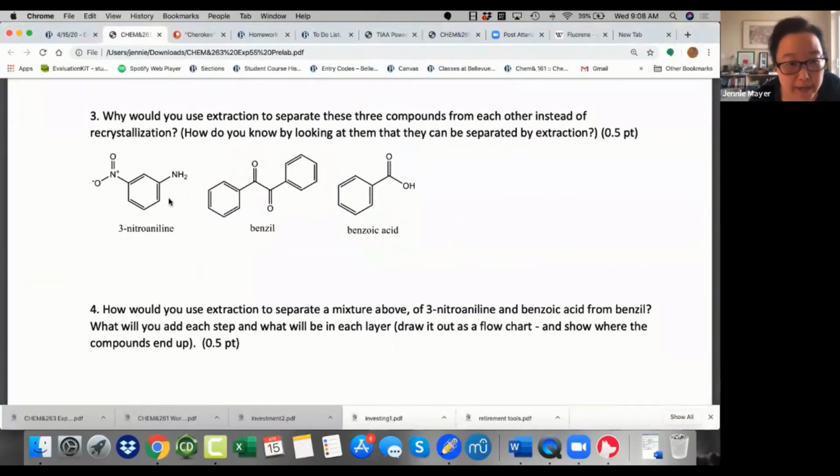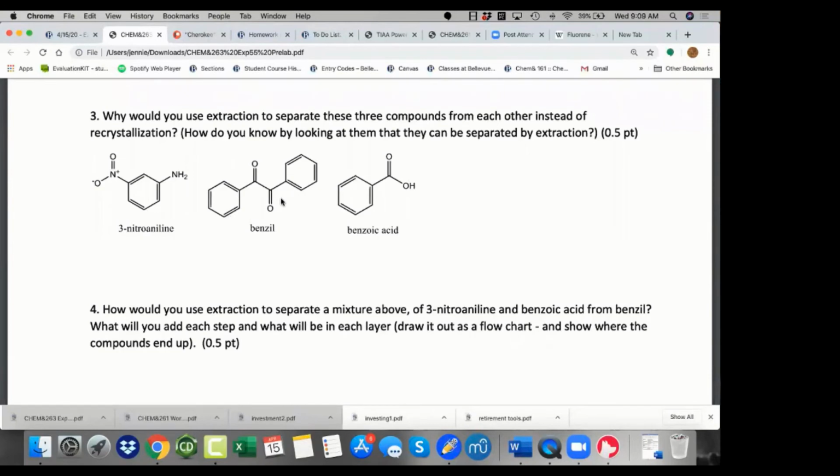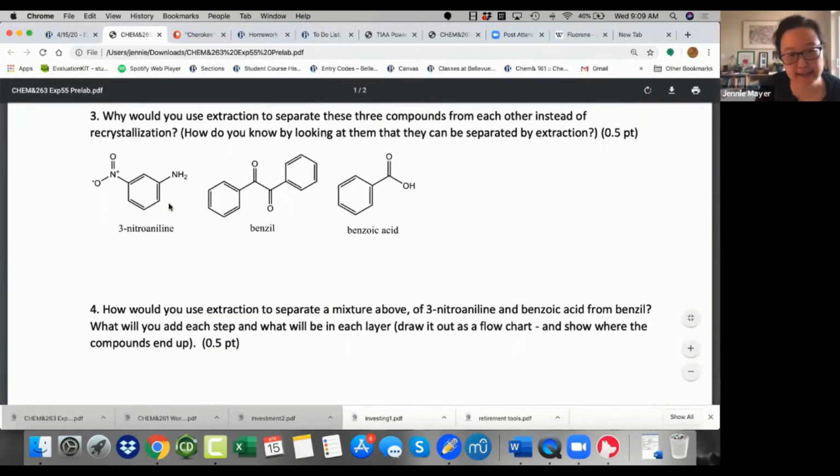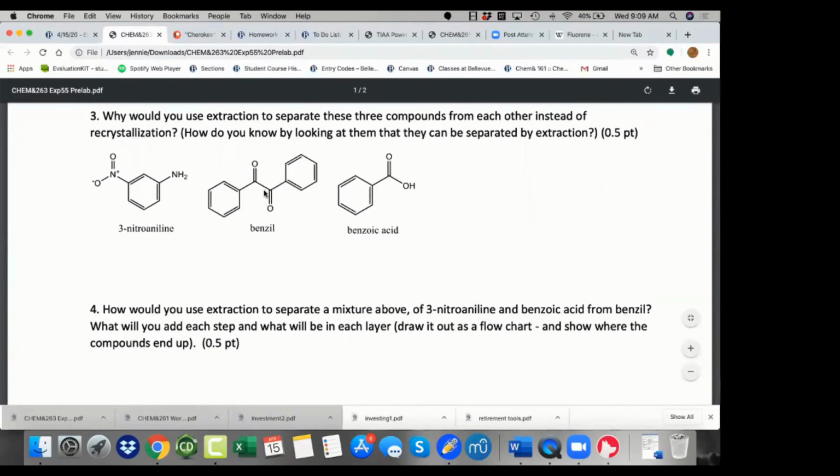So right here, I would add an acid because I have the amine, and then that will go in the aqueous layer. And then over here, I have an acid, I would add a base to it, and then that would go in the aqueous layer. And then I would be left with benzyl in the organic layer. Okay, and there's a flow chart of that in experiment 4. There's a flow chart in part D of experiment 4 that shows you how you would do this stepwise. Maybe you'd add the acid, get rid of this, add a base, get rid of that, and then you have this left over.